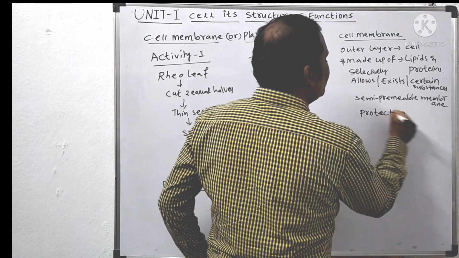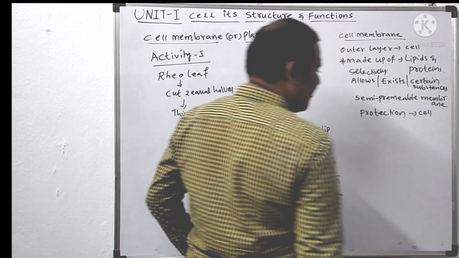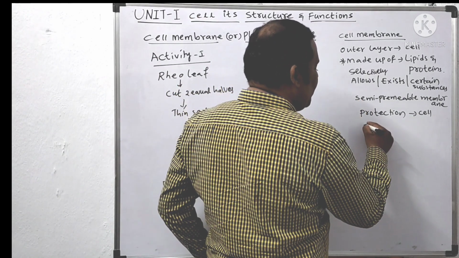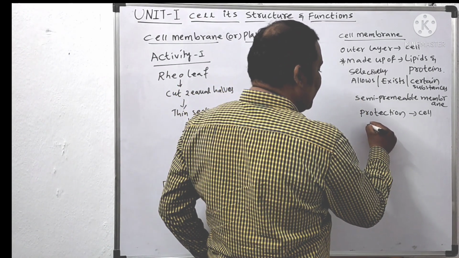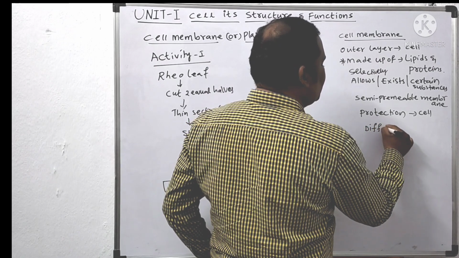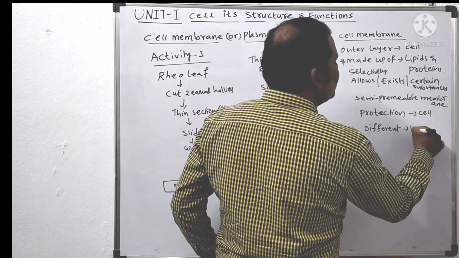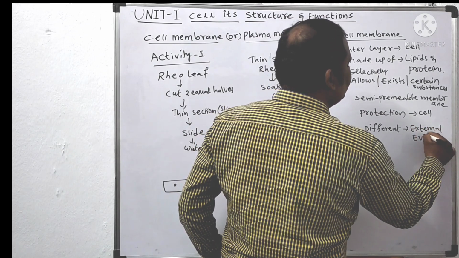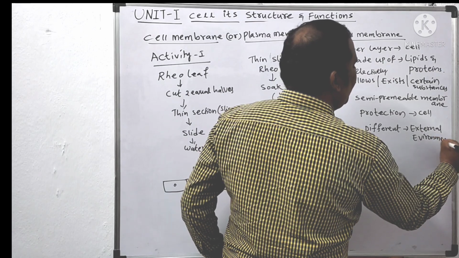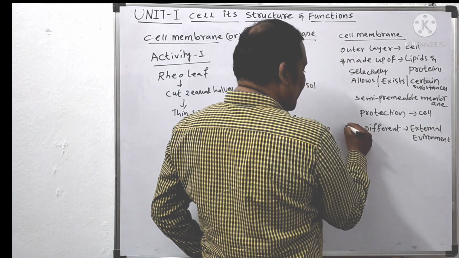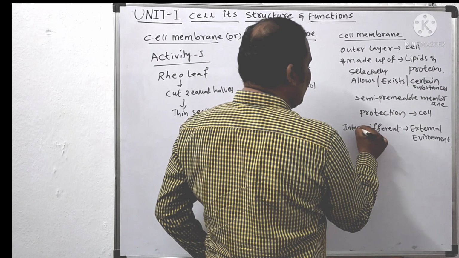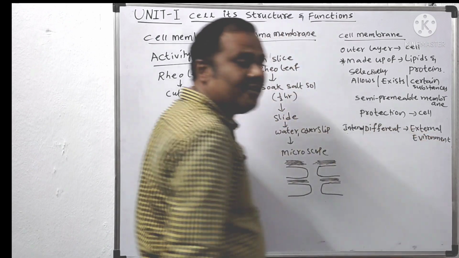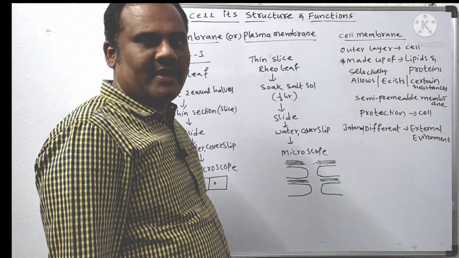It also gives protection for the cell. And it makes the cell completely different from the external environment. The internal environment is completely different from the external environment because of the presence of this cell membrane.